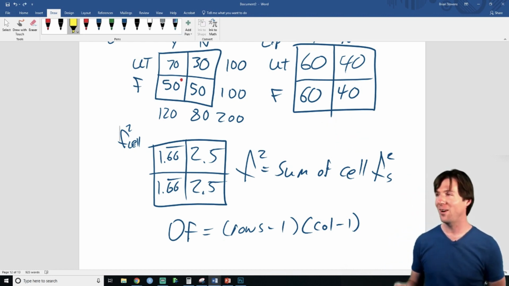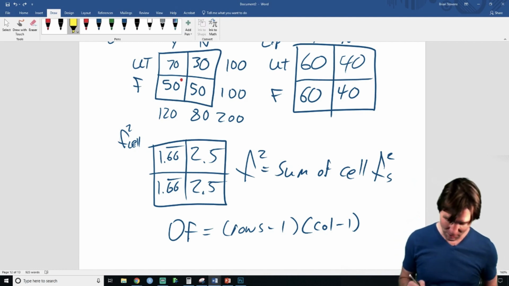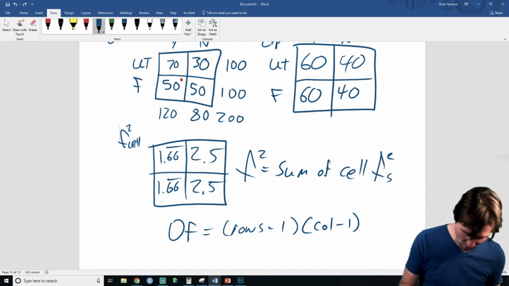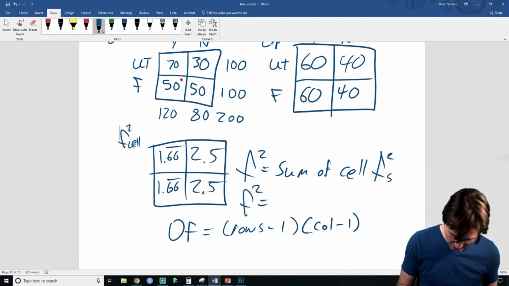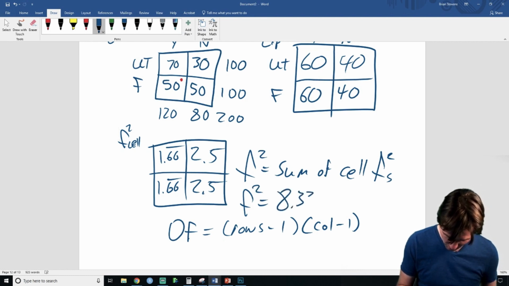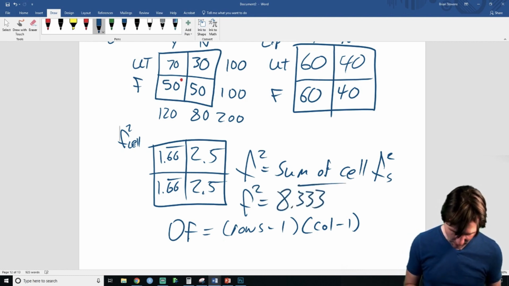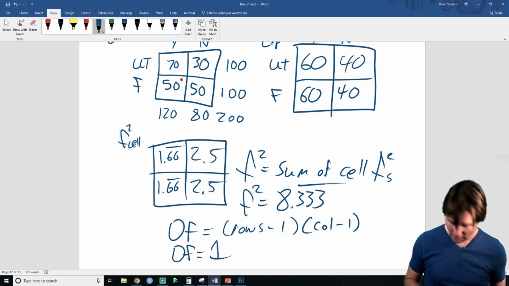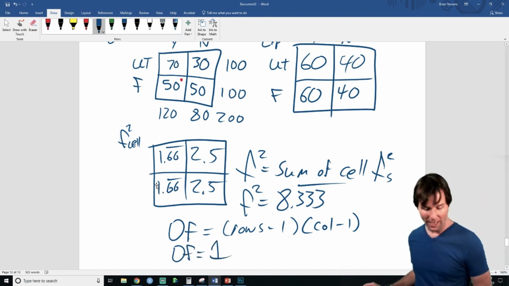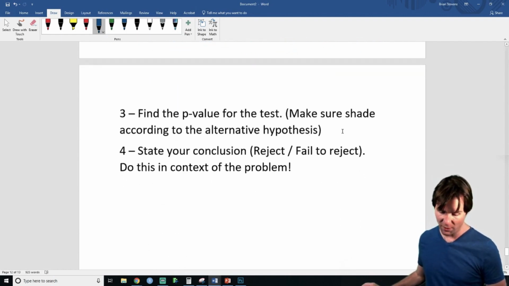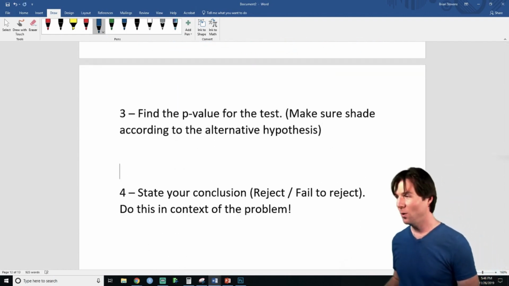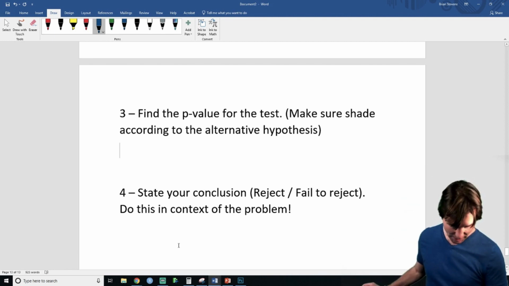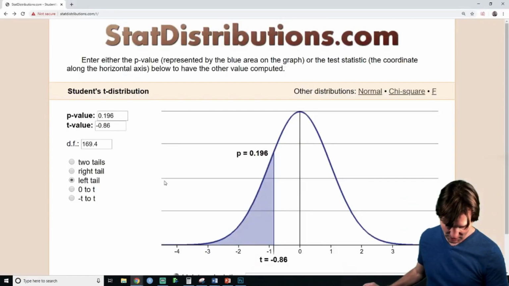So we now have our test chi-squared, which is 8.333 repeating, and the degrees of freedom are equal to 1, and we're almost done. We have now the chi-squared test statistic. Find that p-value. Woo, on the downhill. So now we need to go back to our site.